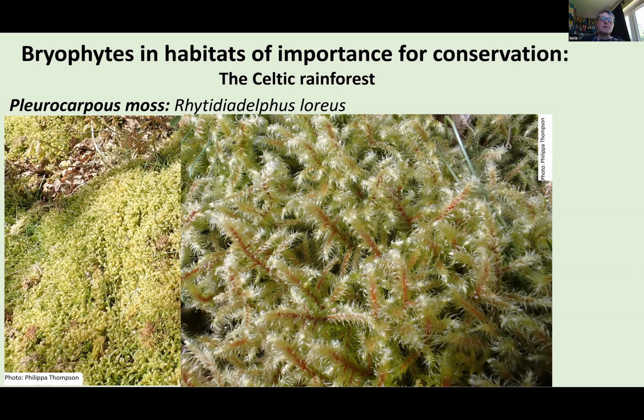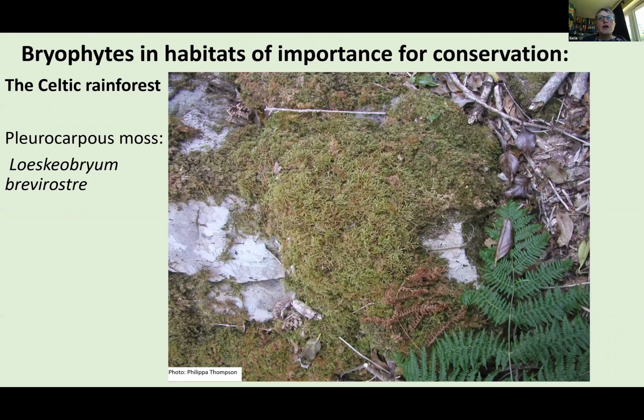A bit more of a specialist, because these two you can find in nicer woodlands, but a species which is really a specialist of Celtic rainforest is another pleurocarpous moss. It's called Scleropodium brevirostre, just because the names are never easy. But this one, it really is a moss that when you find it, you know you're in a special place.